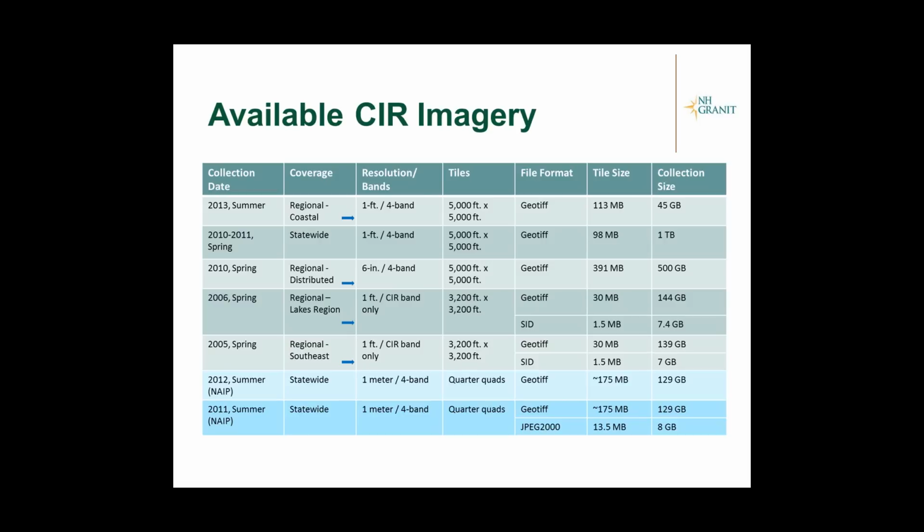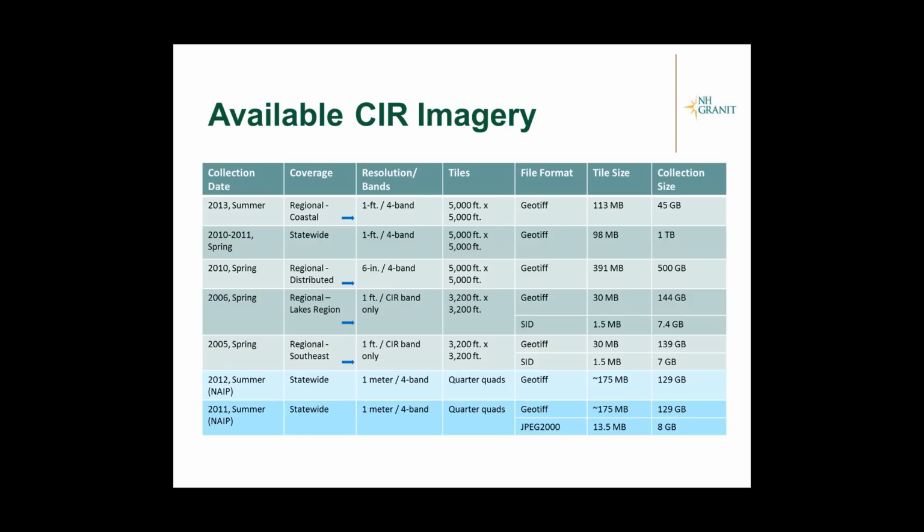We also have NAIP imagery that includes the CIR band from 2012 and 2011. And those of you that may be familiar with NAIP, or National Agricultural Imagery Program data, will recognize that it's collected in the summer because it's collected to support agricultural kinds of applications. That data is 1-meter resolution 4-band imagery, and unlike the other tiles that we distribute, is available in quarter quads rather than a standard 5,000 foot by 5,000 foot tile. So I won't go through the file sizes.